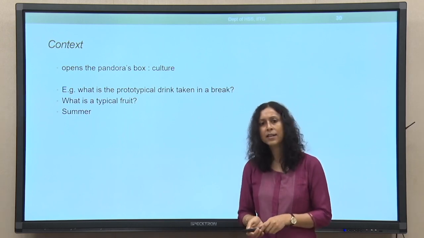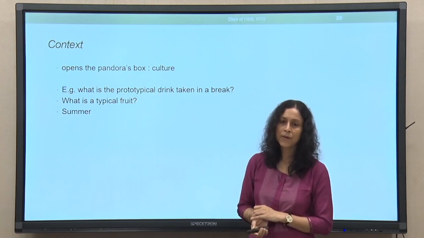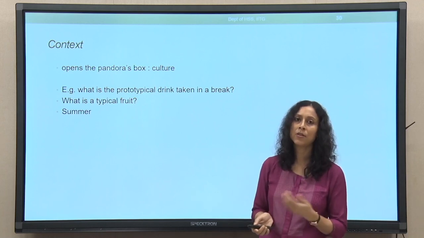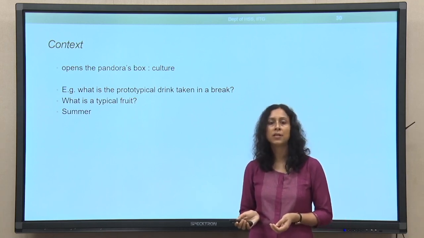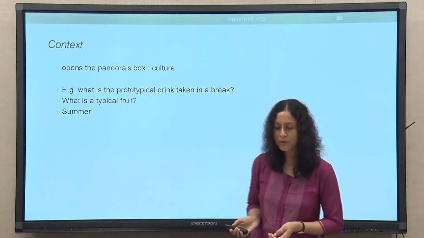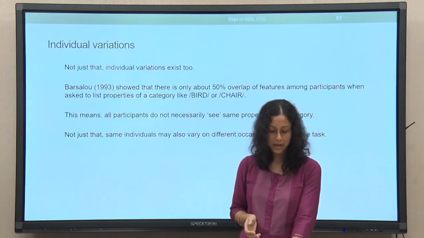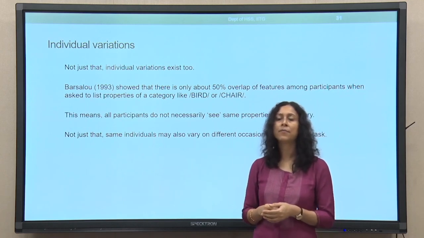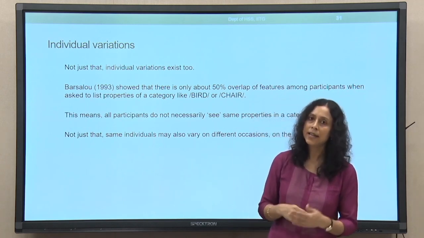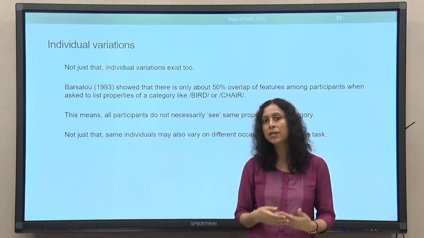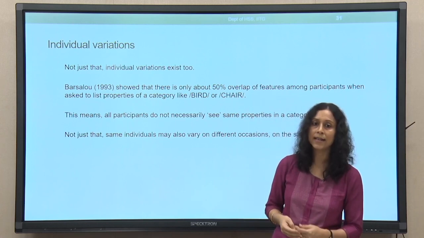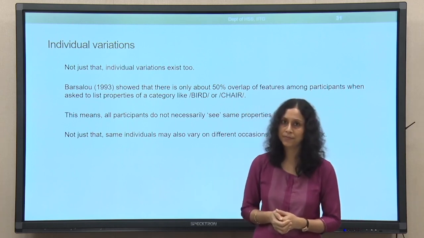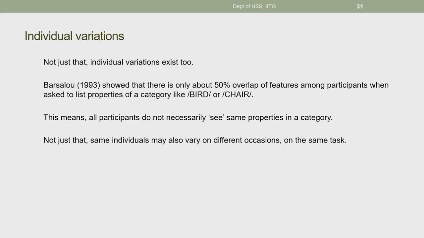So, in India, heat waves are considered an integral part of summer in the northern part of India. But not so much in the European countries, and so on and so forth. So, context matters a lot in terms of creating categories. Now, we have seen dependent on goal and purpose, categories and members of a category might differ. Then we saw that dependent on the environment, the culture and so on, categories can differ. Not only that, there is even individual variation possible. That is what again Barsalou showed, that there is only about 50% of overlap of features among participants when asked to list properties like bird and chair.